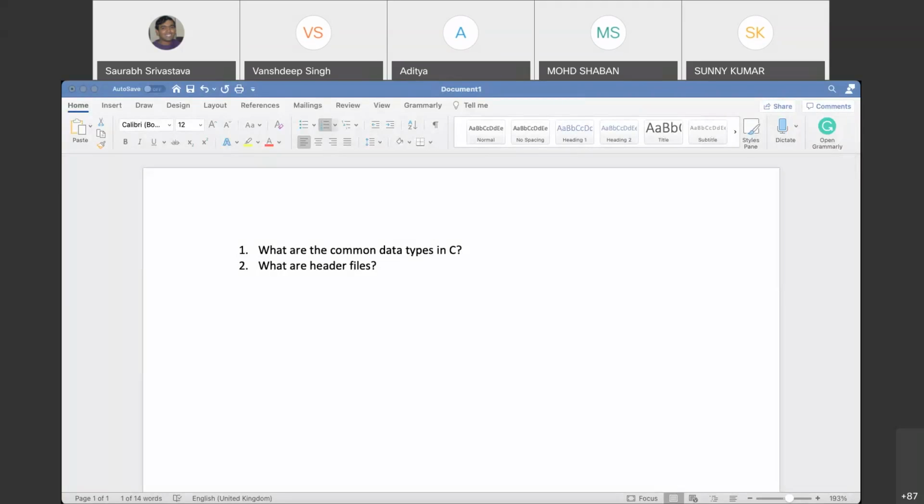Okay, so let's move to header files then, guys. Over to Shepherds.